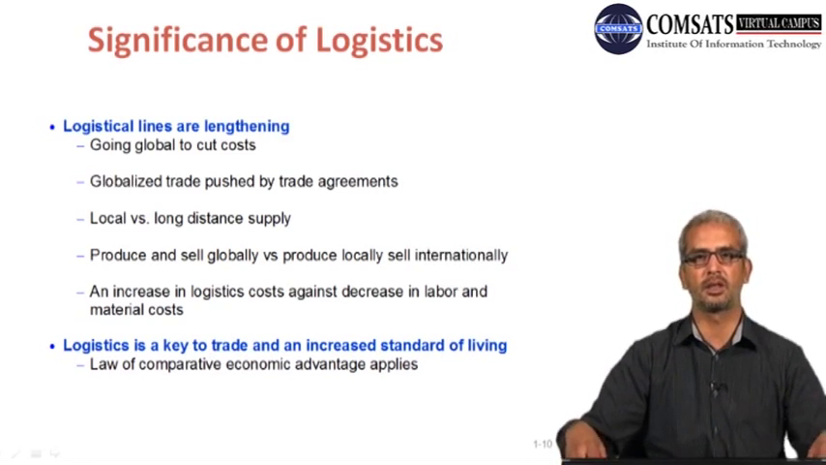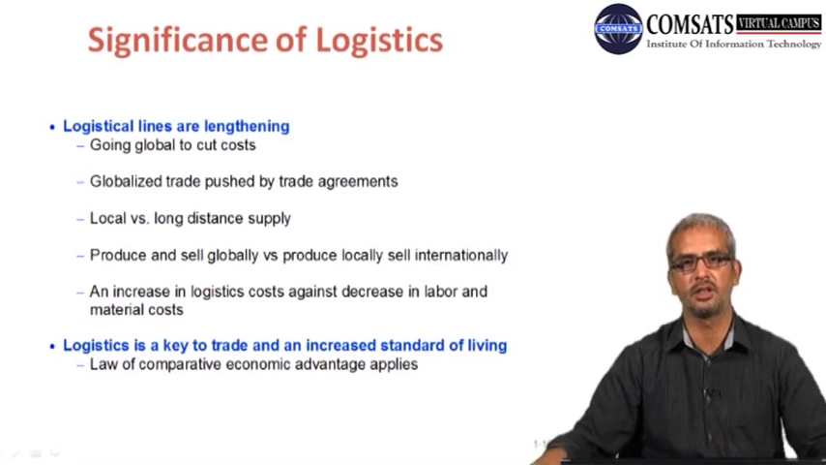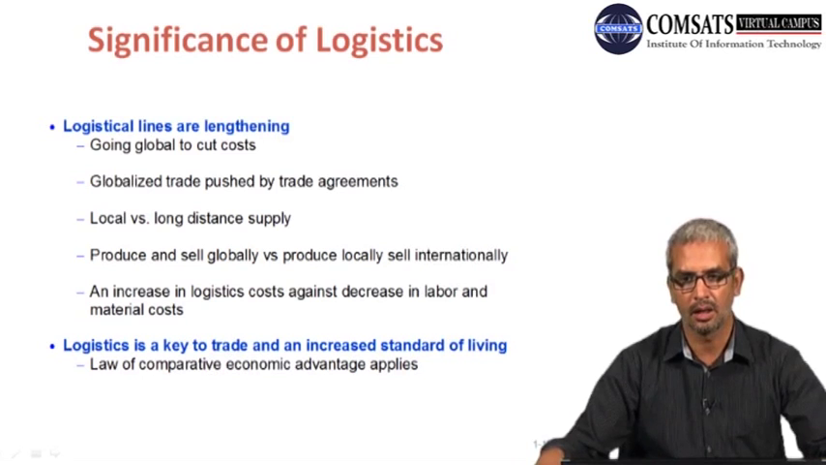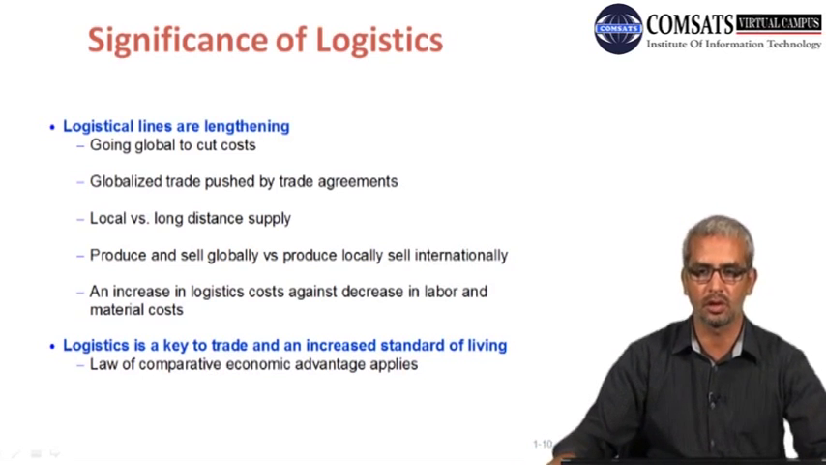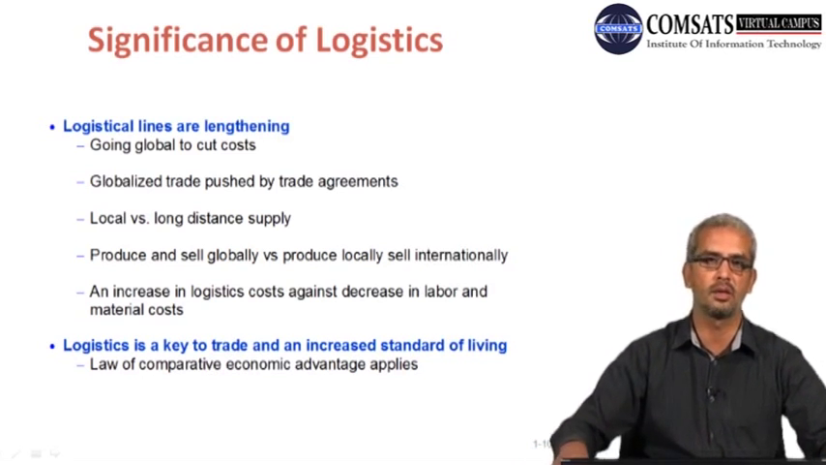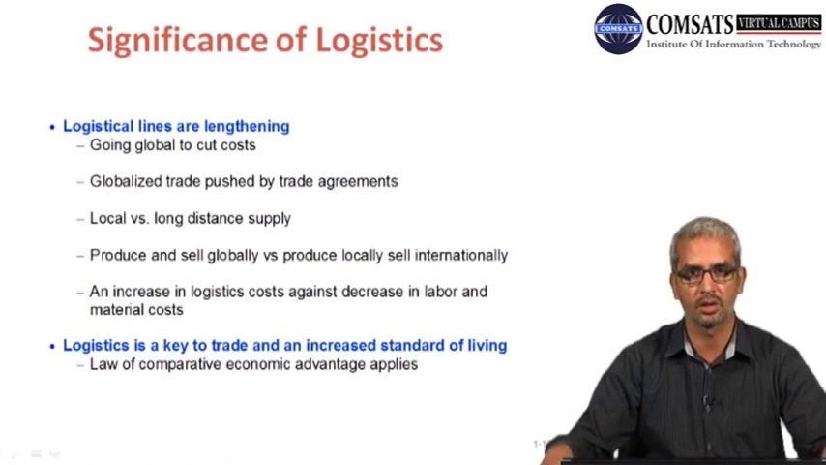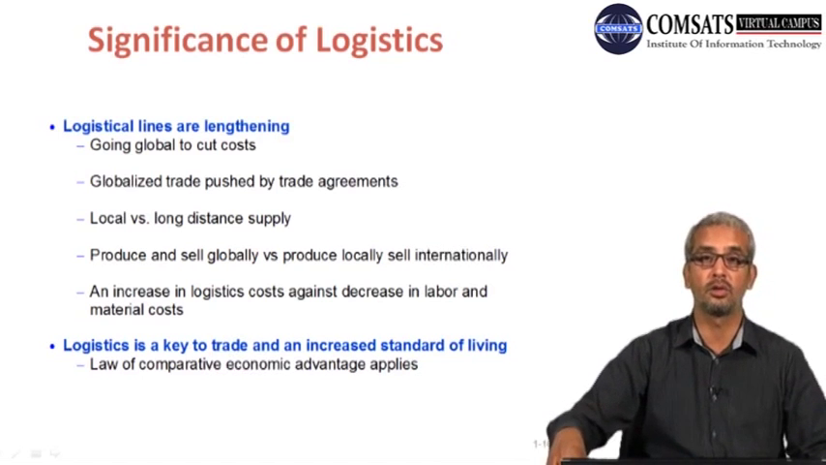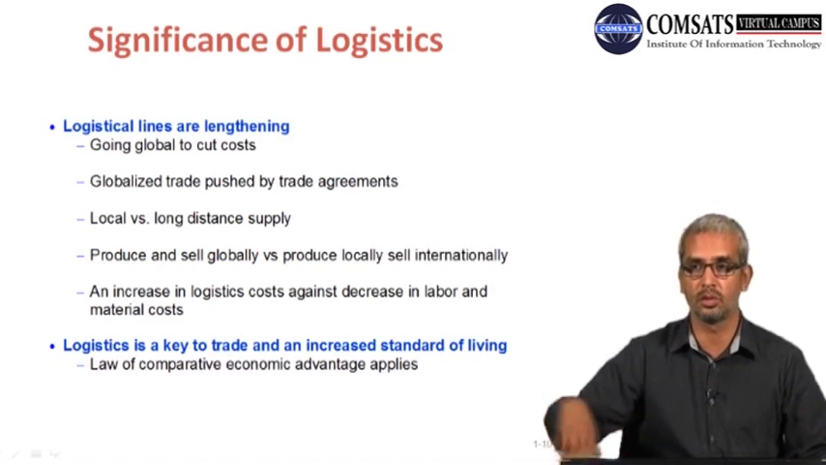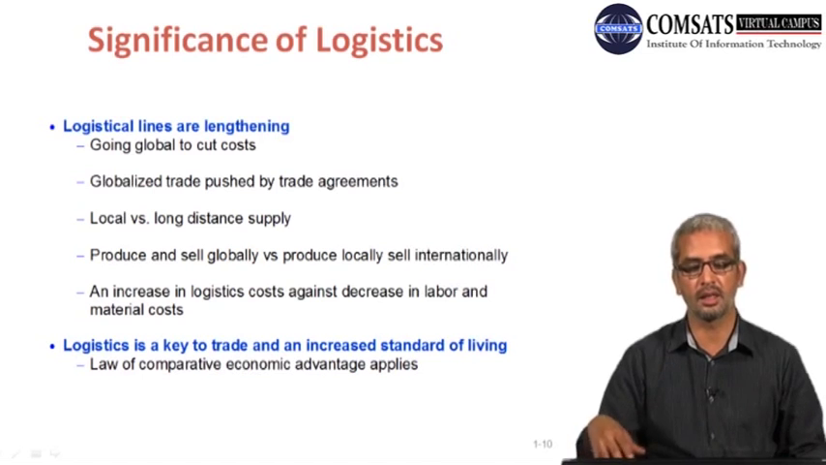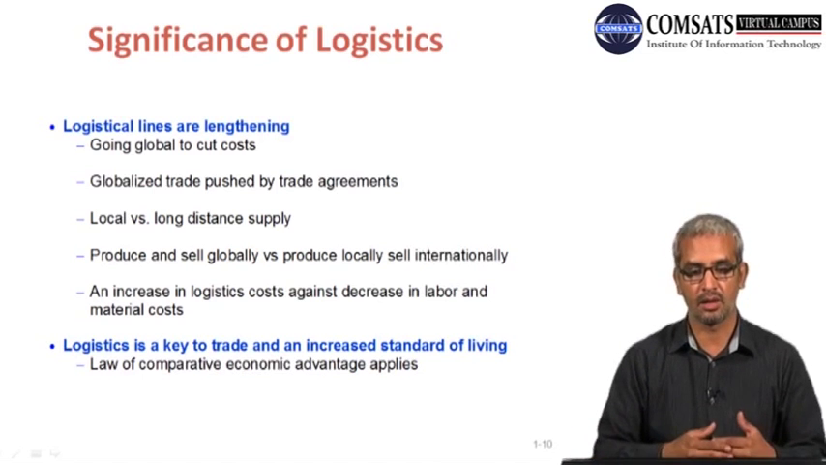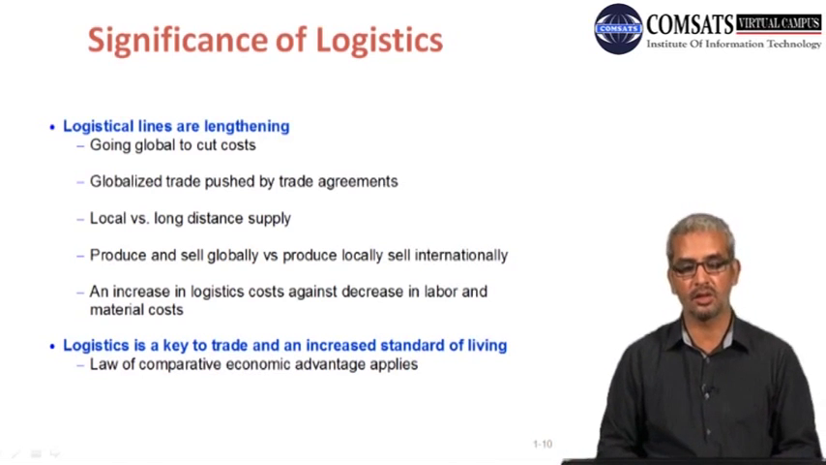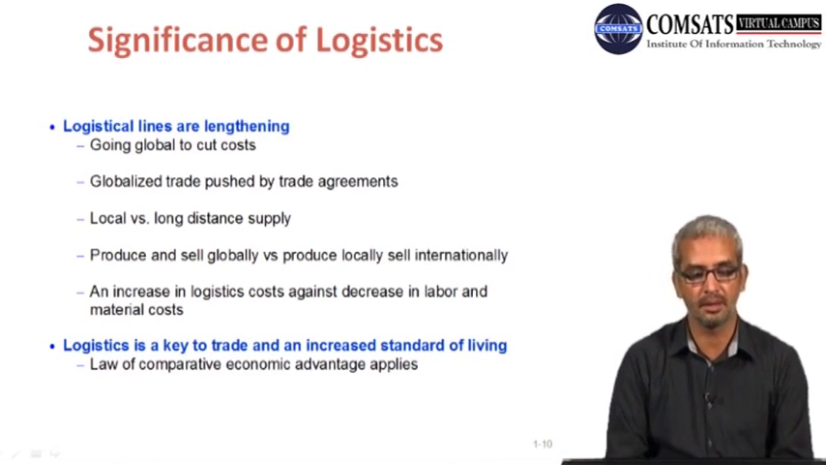Their production facilities are located in different regions, and in those different regions they are either located there because of being closer to the raw material or the supplies that they need, or because of low production costs or a friendlier business environment, or they are producing there in order to ensure timely delivery to their customers. So that is one of the reasons: the logistic lines are lengthening. Then an increase in logistic costs against a decrease in labor and material costs.